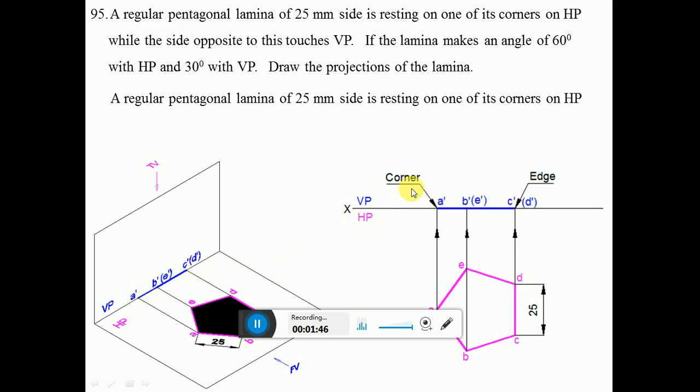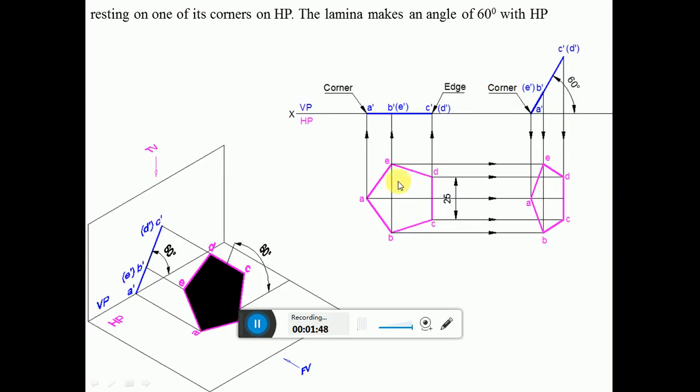In the next position, he says that it is resting on one of its corners on HP. In this case, all the corners are resting on HP and he wants only one of the corners to be rested on HP, the extreme point of that particular line. Which is the extreme point of that particular line? One is A dash and the other one is C dash D dash. But since C dash D dash is an edge, whereas the corner is A dash, since it is resting on one of its corners, you make that A dash on the XY line. That is the reason why A dash is on the XY line, the intersection of VP and HP.